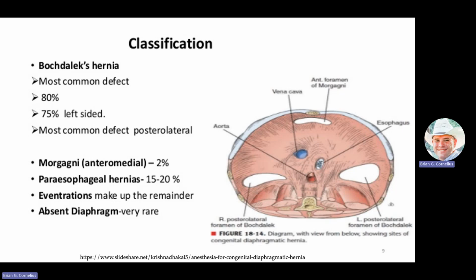entry. So left is the most common, right second most common, and then you do have some occurrence anterior through the foramen of Morgagni, but it tends to be a lot less. You will also see there are some patients that do not have a diaphragm and can herniate through there as well, but that tends to be a lot less common.